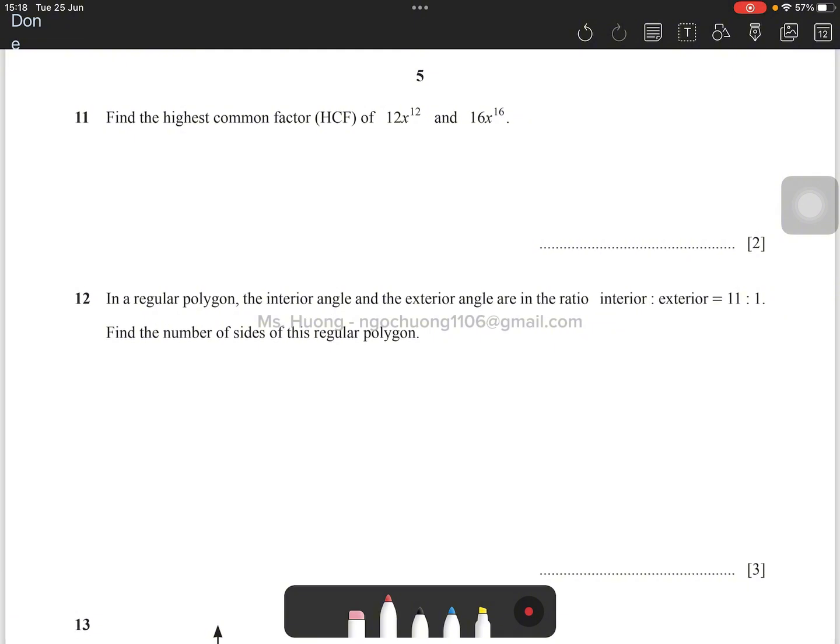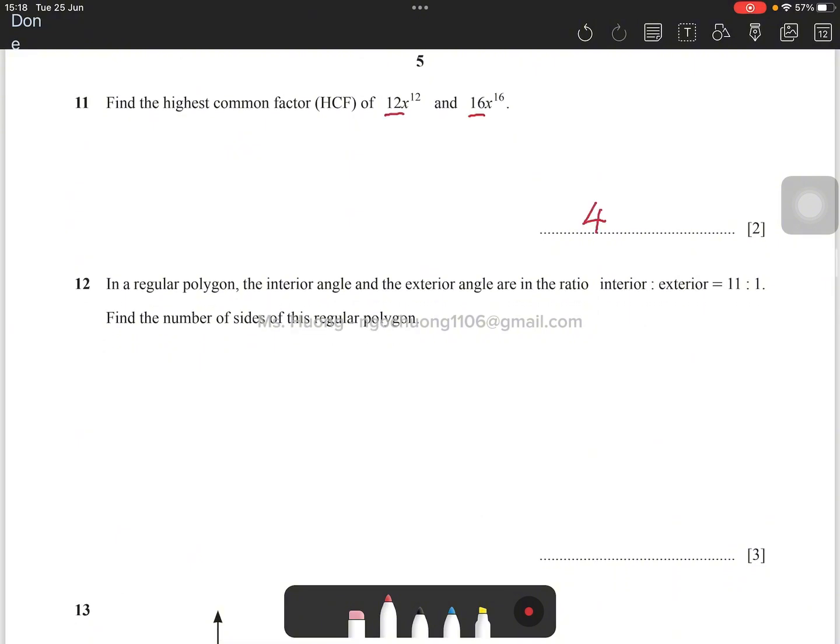Question 11. Find the highest common factor of 12x to the power of 12 and 16x to the power of 16. First, the highest common factor of 12 and 16 is 4. Next, the highest common factor of x to the power of 12 and x to the power of 16 is x to the power of 12. So this is the highest common factor.